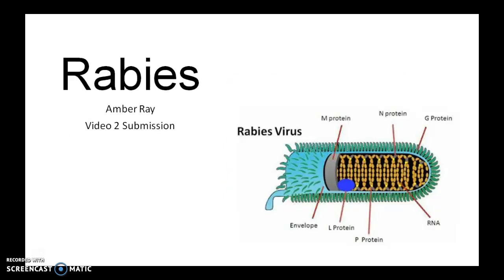I'm going to switch back to this other picture here. You can see the different proteins a little better. The N protein is a nucleoprotein. The P protein is phosphoprotein. The M protein is a matrix protein. The G protein is a glycoprotein. And the L protein is a polymerase. And of course the RNA center with the envelope.